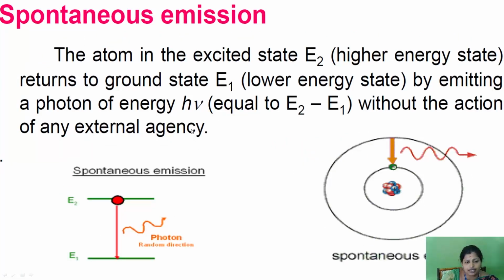Spontaneous emission process. Excited state atoms are present here. Without external energy, without help, the excited state atoms automatically return to the ground state. One photon light beam is emitted. That is spontaneous emission.